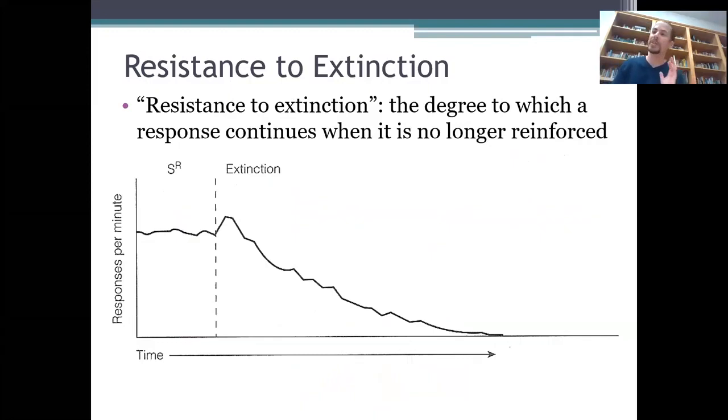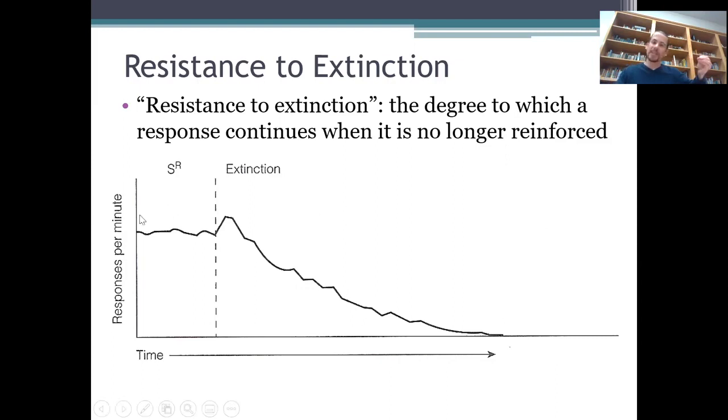So guys, when we talk about resistance to extinction, remember, we're talking about the extent to which that behavior persists when it's no longer being reinforced. How well does that behavior resist this attempt to extinguish it? How long does it stick around even though it's not being reinforced? That's what resistance to extinction is all about. So if a behavior seems very resilient, very persistent, if it keeps getting performed for a long time, even when it's not getting reinforced anymore, then you'd say that behavior is highly resistant to extinction, right? It resists extinction well.